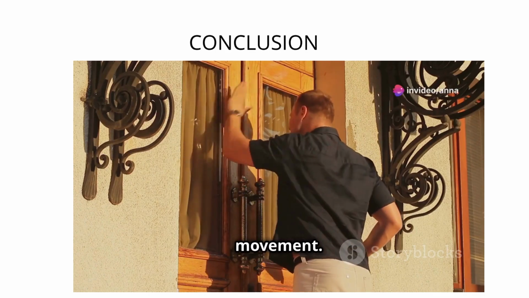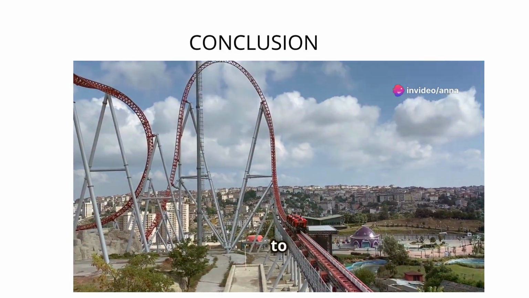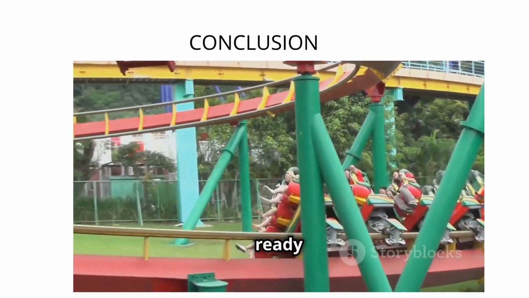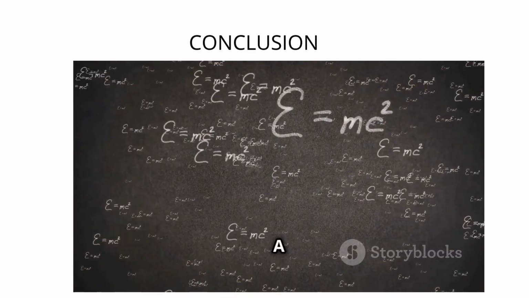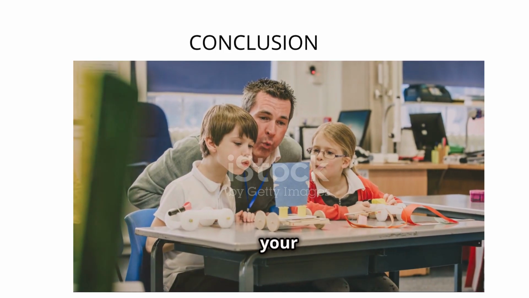Force, it's what makes things move or stop, like pushing a door open. More force, more movement. Energy is all about power. It can be kinetic when you're moving, or potential when you're waiting to move. Imagine a roller coaster at the top of a hill. Lots of potential energy ready to go. Momentum is the combination of mass and velocity. A big truck going fast, that's a lot of momentum. Got it? Use these concepts for your studies.